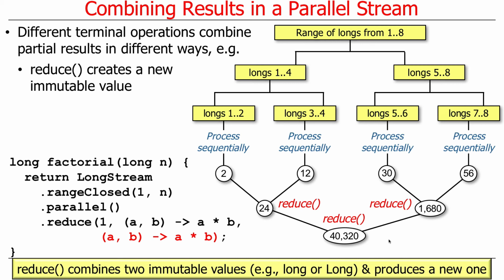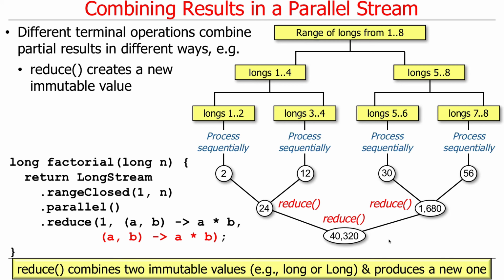So 2 times 12 is 24. 30 times 56 is 1,680. Just trust me on that. And then if we multiply these things together, yet again, we'll get 40,320. So these are the results of reducing the partial results. And that's what this processing is right there. Any questions about that?